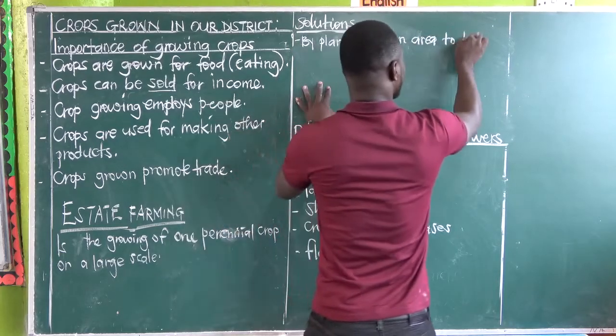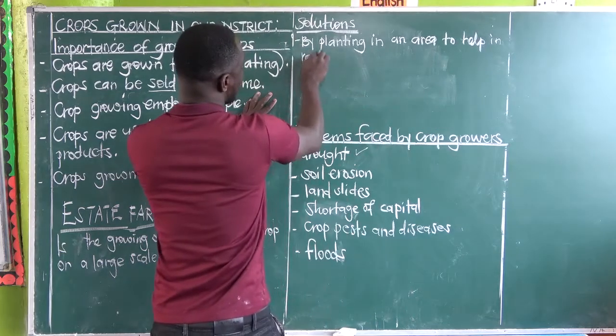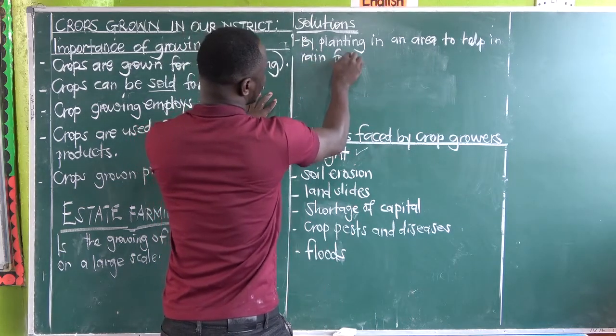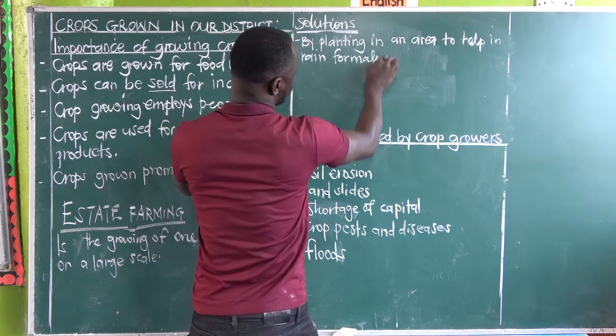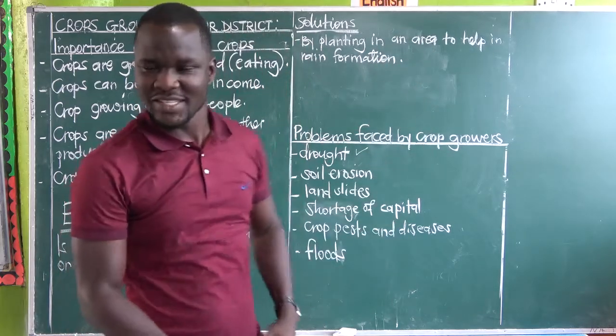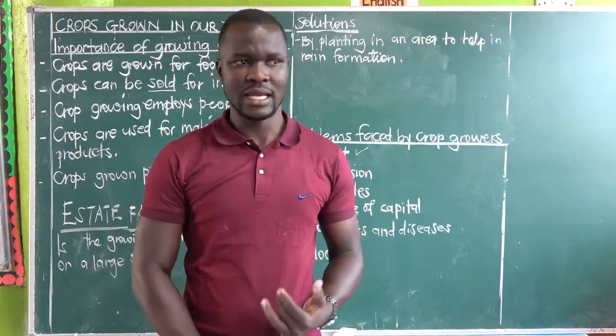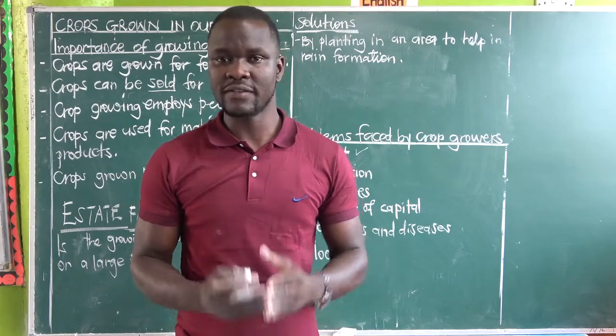to help in rain formation. Simple as that. Have you seen how we have got the solution to that problem? Planting trees in an area. This is what we call afforestation.